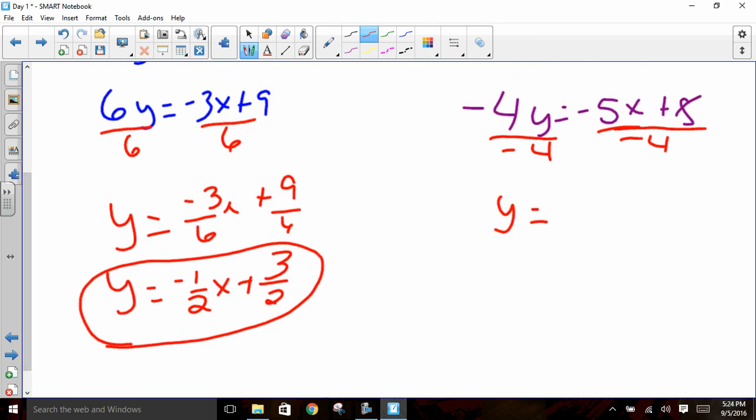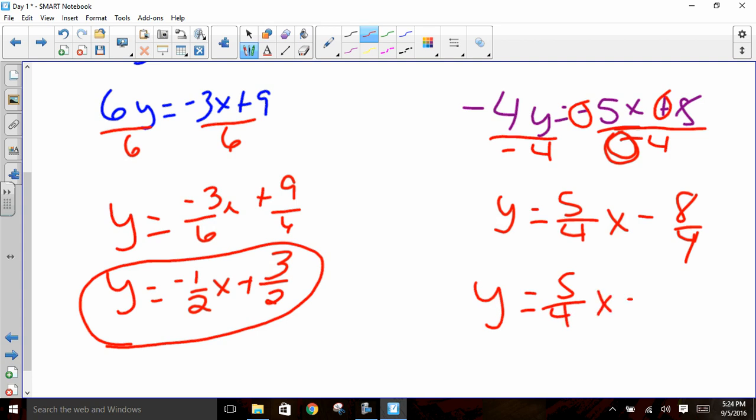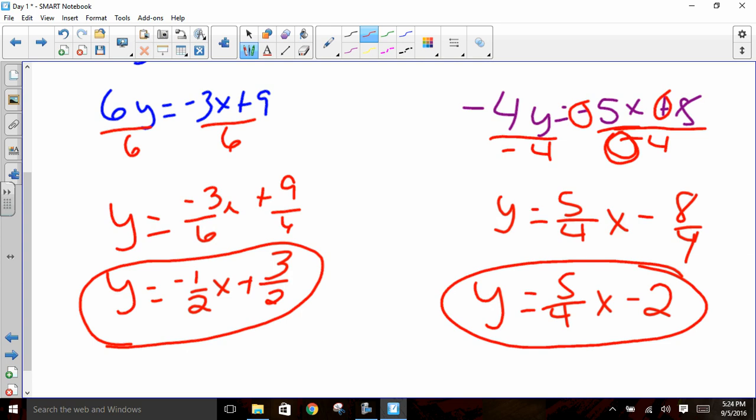This results in my y by itself. Negative over negative will turn positive, so then I get 5 over 4x. Positive over negative will turn negative, so I get 8 over 4. Go ahead and reduce that last fraction. I get y is equal to 5 over 4x minus 2. So not probably something we've seen before, nothing too difficult, just going ahead and manipulating my variables.